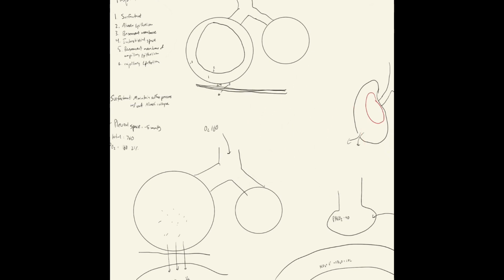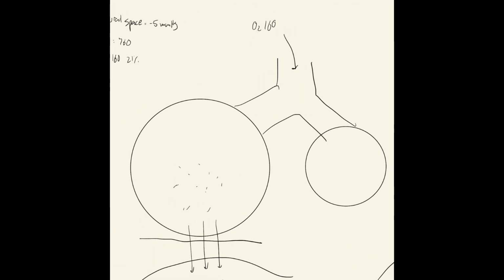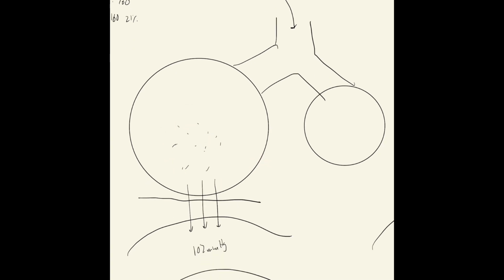So the partial pressure of oxygen that enters through your mouth here would be 160 millimeters of mercury. As it travels down and through and into the alveoli, these represent little oxygen molecules, and we find that the PaO2, which is the partial pressure in the alveoli, is 102 millimeters of mercury.